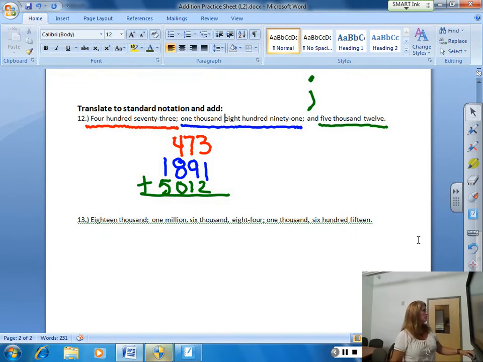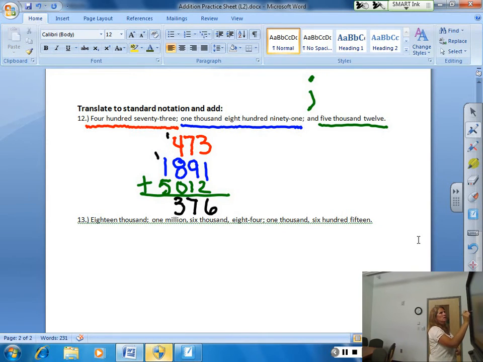3 plus 1 plus 2 is 6. 7 and 9 is 16, plus 1 is 17. 8 and 4 is 12, plus 1 is 13. And 5, 6, 7. So I'm asking you to do two things. Write the numbers in standard notation and then add your answers at that point. 7,376 is the sum of all of those.